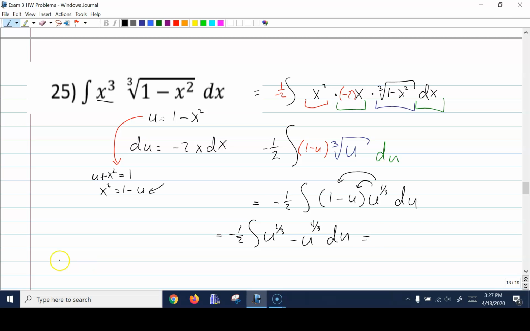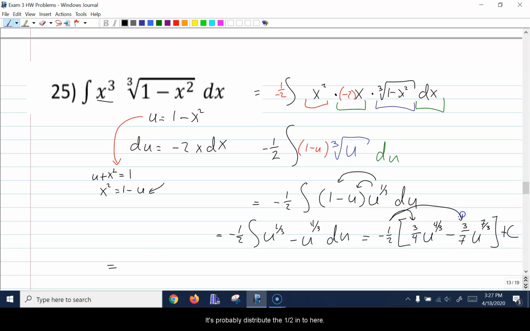I got negative 1/2. 1/3 plus 1 is 4/3. Divide by that, out front get 3/4. 4/3 plus 1 is 7/3. Divide by that, get 3/7 out front. Plus c. I should probably distribute the 1/2 into here. And I also need to say what u was. U was 1 minus x squared. I'll do both of those in one step.